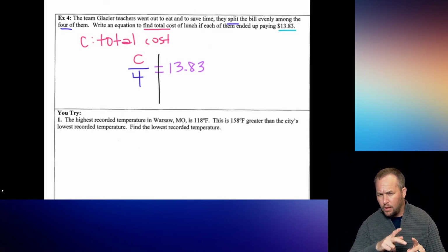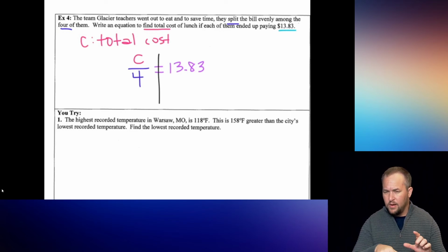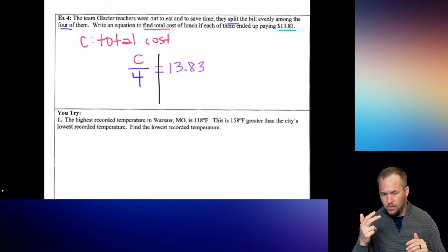Once I get that set up, I always look back up and double check. Okay, it's split. Yes, I know I'm dividing. I'm splitting by 4. I know my total cost. I'm taking the cost and dividing it by 4 to equal that $13.83. I am good to go. So right now I currently have C divided by 4.